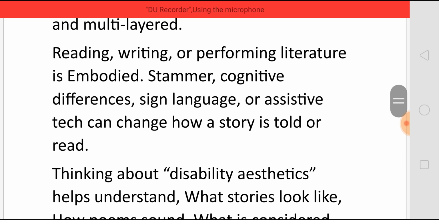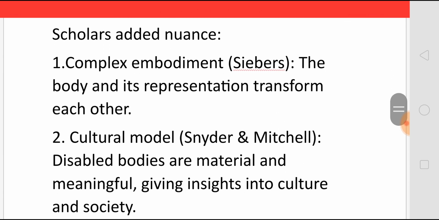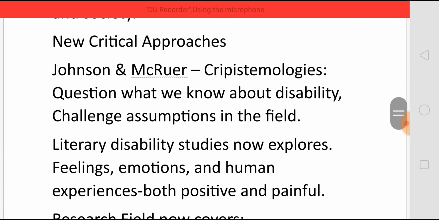Reading, writing, or performing literature is embodied. Stammer, cognitive differences, sign language, or assistive tech can change how a story is told or read. Thinking about disability aesthetics helps understand what stories look like, how poems sound, and what is considered beautiful. Disability comes from an inaccessible society, not the body itself. Scholars add nuances like complex embodiment. The body and its representation transform each other. In the cultural model, disabled bodies are material and meaningful, giving insights into culture and society. And the new critical approaches are, as John and McRuer say, crip epistemologists, that is, they question what we know about disability and challenge assumptions in the field.